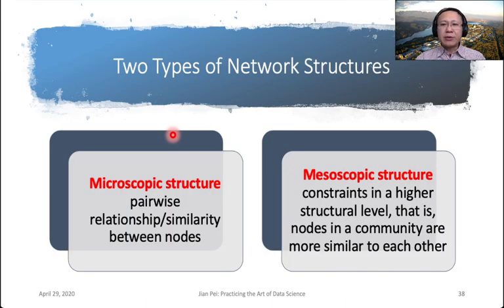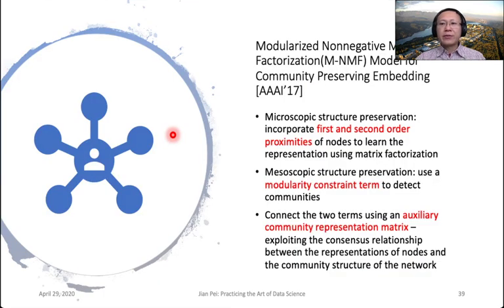As another example, there are two types of network structures: the microscopic structure, which focuses on the pairwise relationship or similarity between nodes, and the mesoscopic structure, which contains a higher order structure that is sort of like the community structures. So we can construct the modularized non-negative matrix factorization model for community preserving embedding so that it can preserve the community structures.